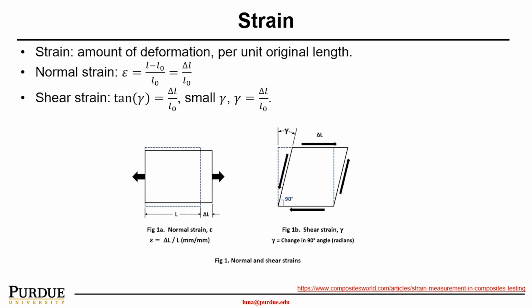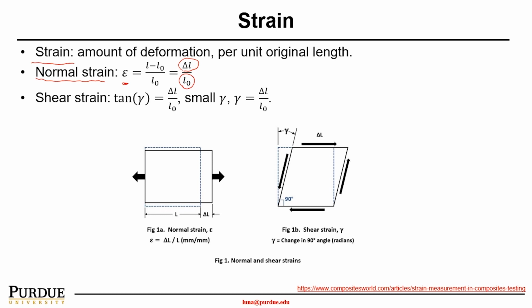As we apply stress, the material will deform. The amount of deformation per unit original length is quantified as strain. For normal stress, we will induce normal strain. The normal strain is described by the Greek letter epsilon. Epsilon equals the total length after deformation minus the original length, equal to delta L divided by the original length.